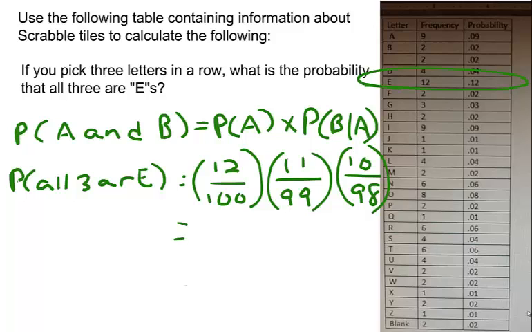We multiply these fractions together and take the decimal equivalent, which is 0.001. I can convert that to a percent by multiplying by 100 or moving 2 decimals to the right. So we'll say our probability is 0.001 or 0.1%. As you can see, it's extremely unlikely that you would draw 3 E's in a row from a bag of Scrabble tiles.